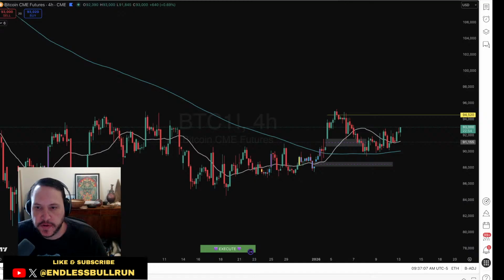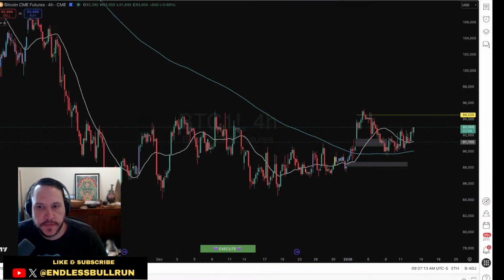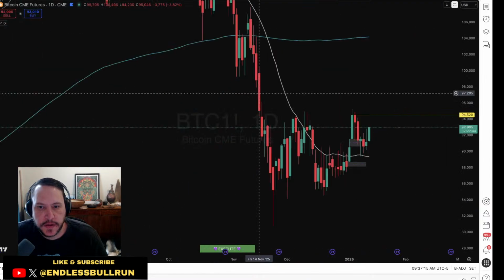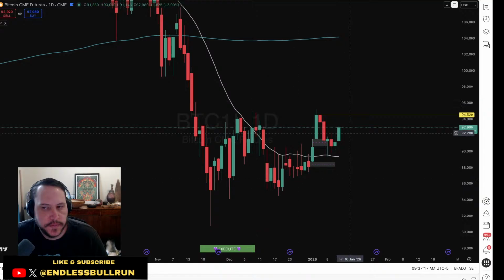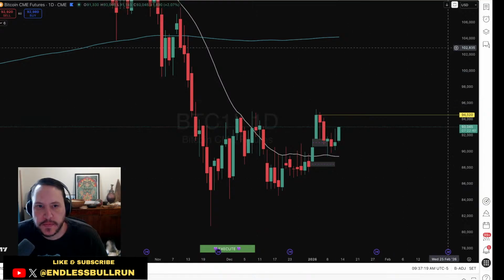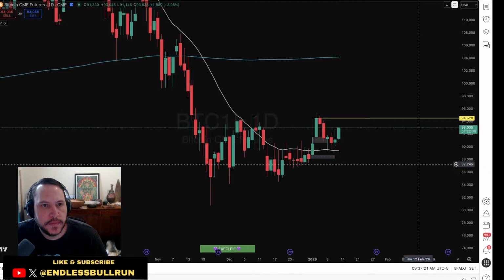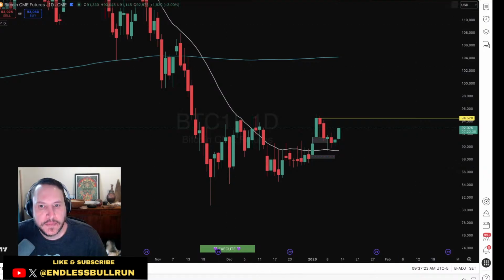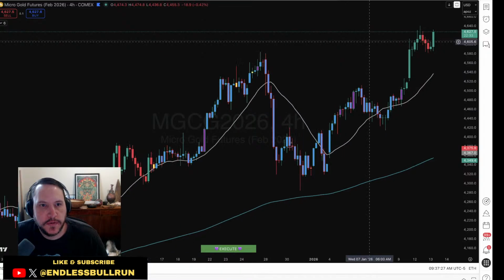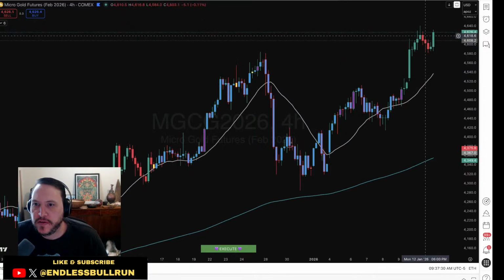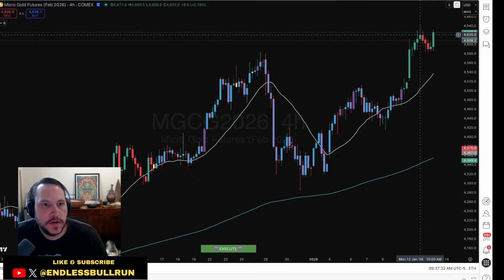Let's see if Bitcoin wants to get out of this cup and handle here. Daily shows a little bit better. Cup, handle, push up. Gold looking good. If we close above that in the 4 hour and another 20 minutes, that's going to be really bullish on gold too.